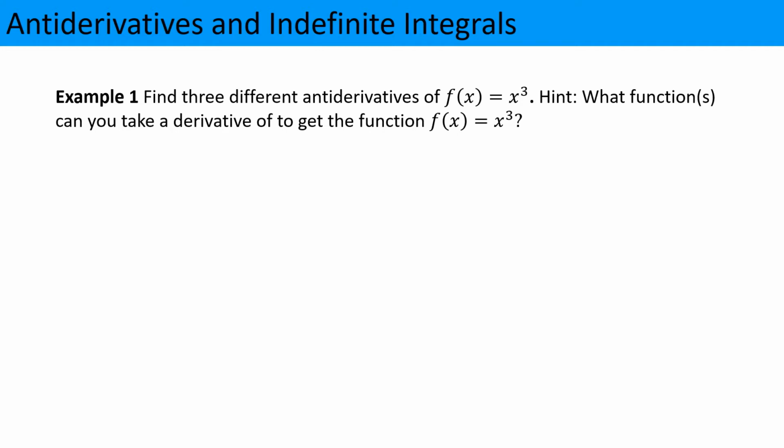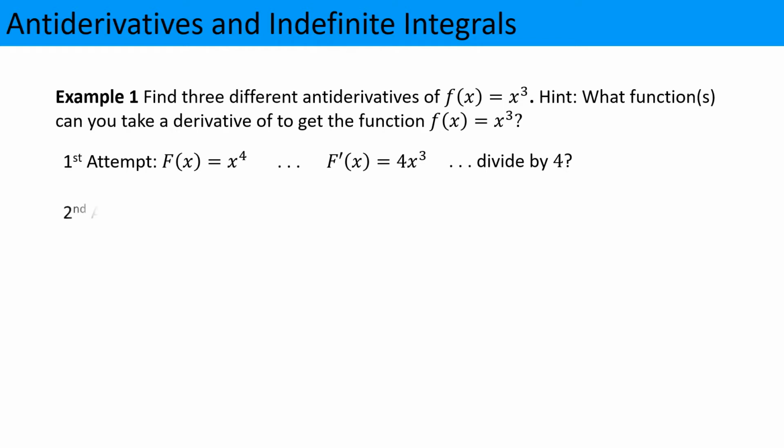Now, as we begin this problem, let's recall that anytime you take the derivative of a power function, you decrease the power of the function by 1. So if we are going in the opposite direction, my first attempt would be to let capital F of x equal x to the fourth. So let's see what happens when we take the derivative of that first attempt. We get F prime of x equals 4x cubed. We're off by a factor of 4. So how about if we divide by 4?